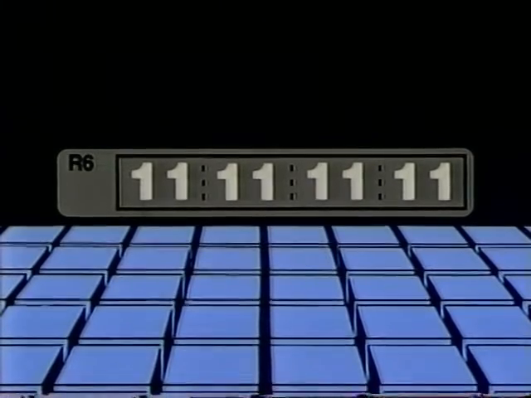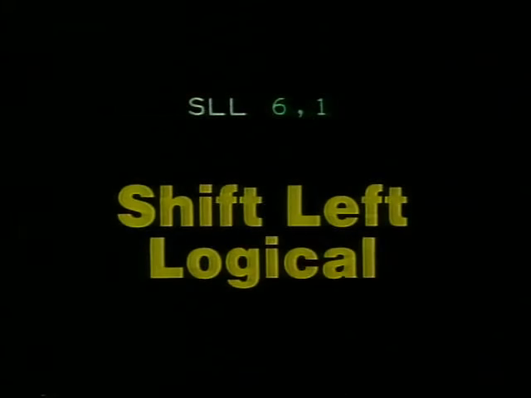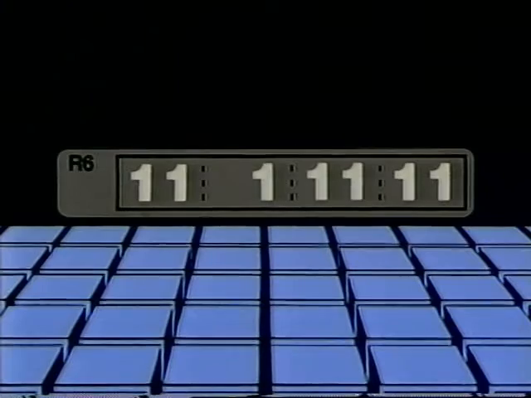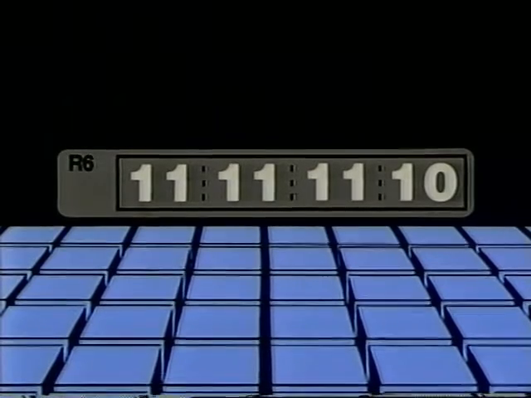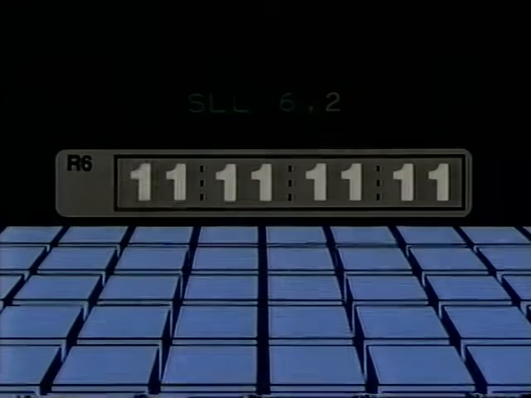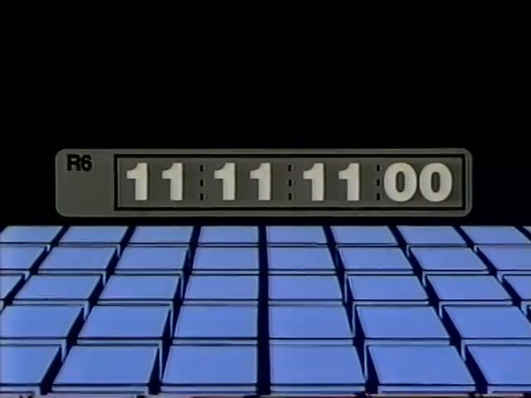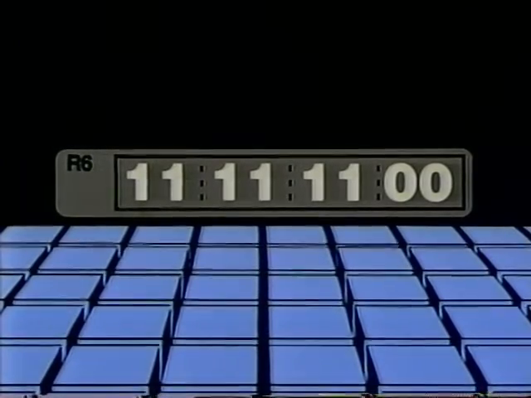We'll look at the register contents in binary, bit by bit, instead of in hexadecimal. This instruction, shift left logical, shifts each bit in the register one position to the left. The rightmost bit becomes 0. Using 2 as an operand shifts the contents of the register 2 positions.